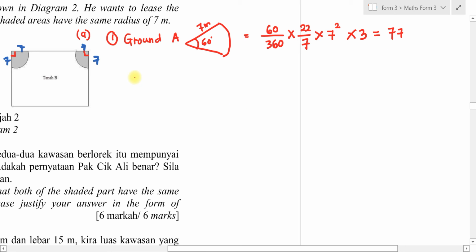Alright. For ground B. For ground B, we have a quadrant. Okay, we have a quadrant.